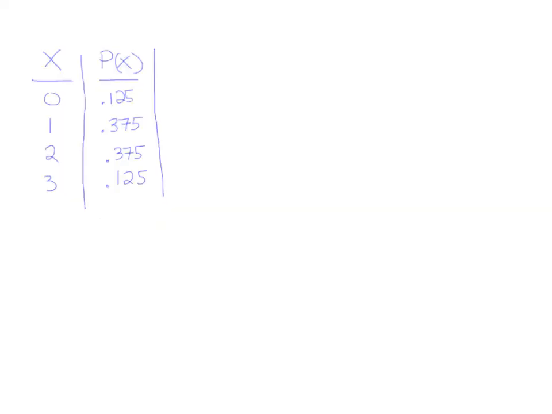So I've copied all the data down here, and we're going to begin to work out the mean then. The first step you want to do to get the mean is just multiply x times p of x. So every value in this x column gets multiplied by the p of x column. So 0 times this is 0, 1 times this is 0.375, 2 times this number gives you 0.75, and then 3 times 0.125, you get 0.375.